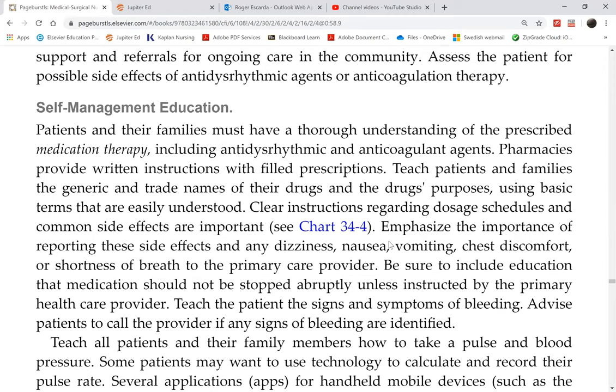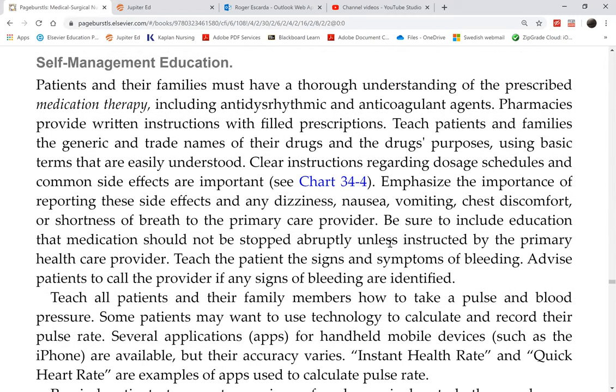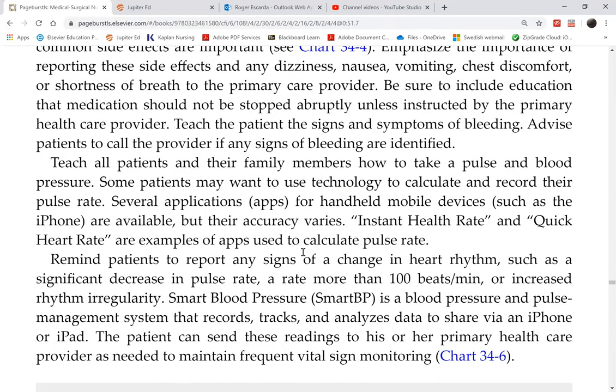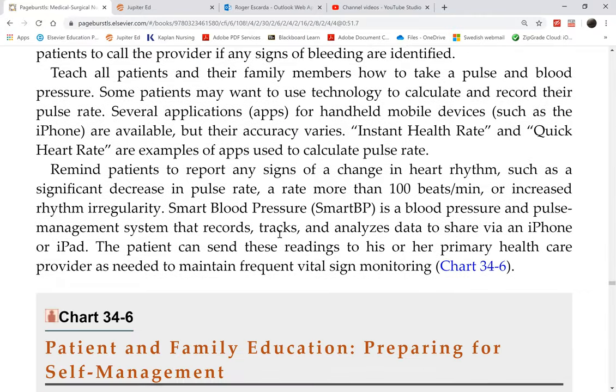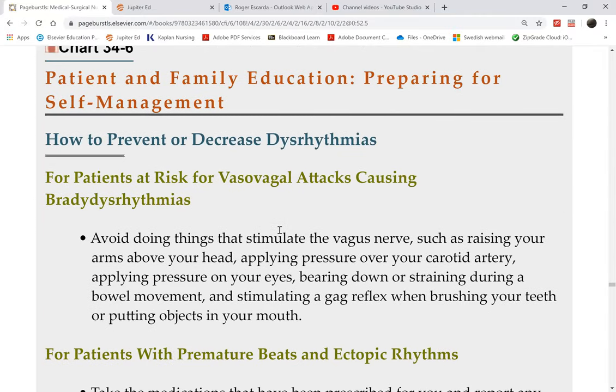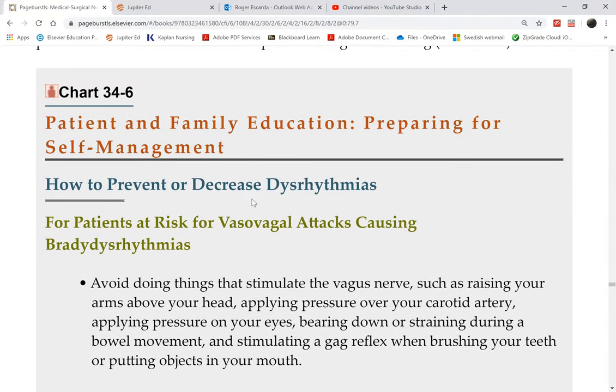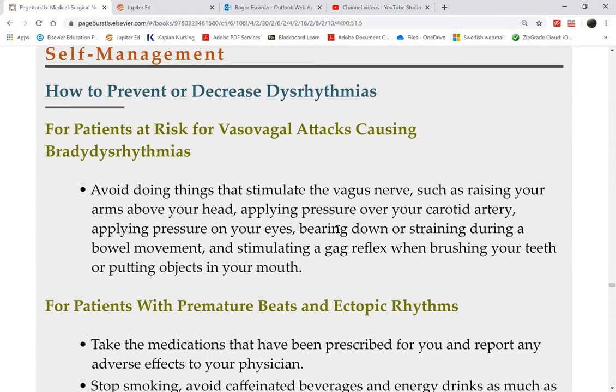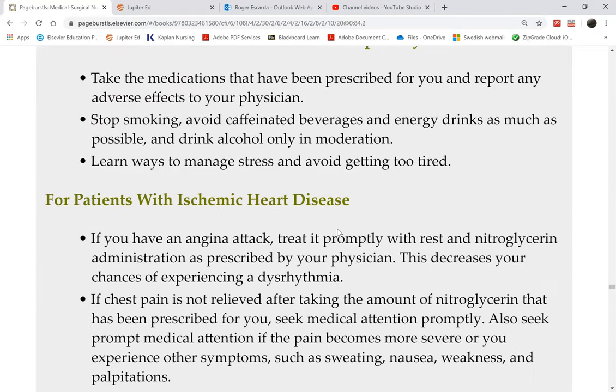Okay, we're almost done. We're still on atrial dysrhythmias. We still have to go through, but we should go faster, because again, you just simply repeat the pattern. Here's another teaching chart, 34-6. Please read on your own, they're self-explanatory.